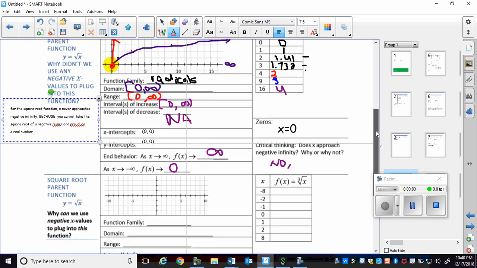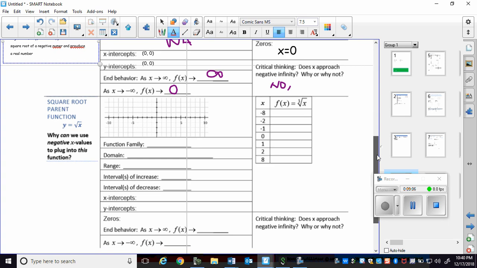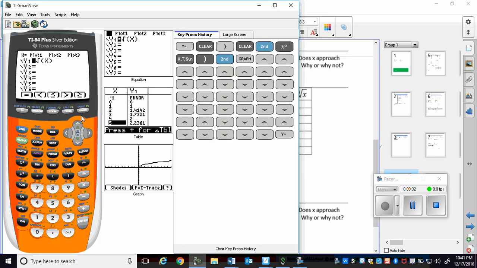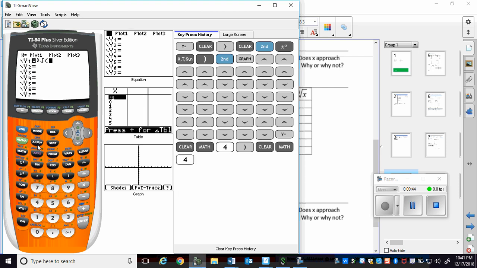Okay, so the next part we're going to look at is the cube root function. So we're going to change some things here. For the cube roots, I'm just going to type these numbers in. You can use your graphing calculator if you need to. The cube root of -8 is -2. The cube root of -2, I don't know that one, so we're going to go right here and do the cube root. I press math, number 4, and make sure I clear that out first. Math, number 4, and x.